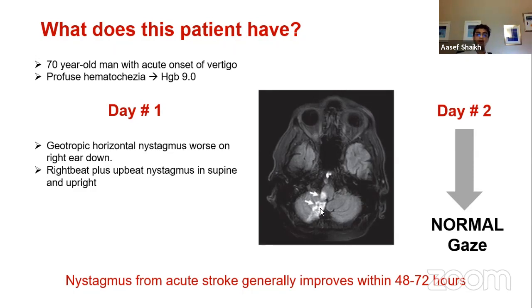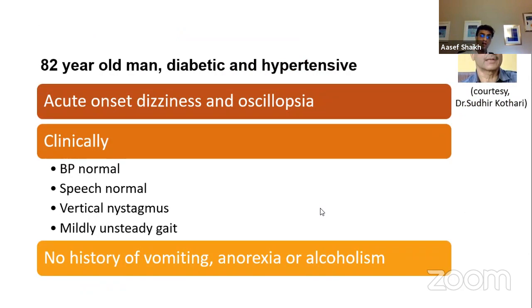This was another very interesting patient that I got the video from Dr. Kothari. An 82-year-old man, diabetic, hypertensive, with acute onset of dizziness with oscillopsia. Clinically, his speech and blood pressure were normal, but he had a vertical nystagmus and mildly unsteady gait. Now, you have to remember something about differences in symptomatology of vertical versus horizontal nystagmus. A lot of times, with vertical nystagmus, patients will tell you that they are falling a lot or they are very unsteady, while horizontal nystagmus would be to the side. So it will be like spinning. They will feel that they are spinning like this, right?